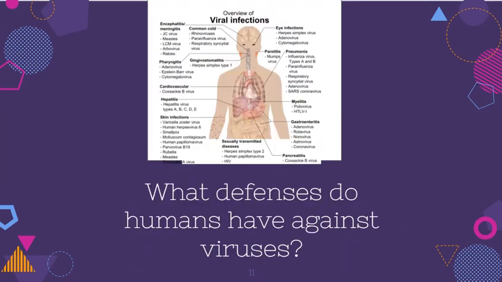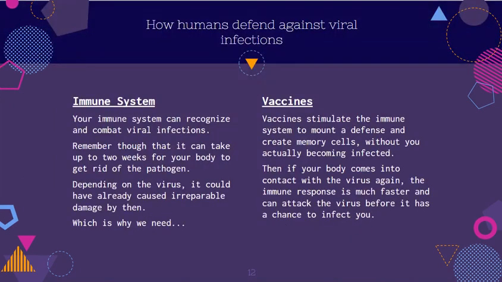So there's lots of viruses out there. Here are some of them on this slide here. And so what defenses do we have? Well, we've got our immune system, okay? So if a virus gets into your body, your immune system can recognize it and start to take it down. However, and we haven't learned the details of the immune system, it can take 2 full weeks for your body to be able to completely fight off that virus and clear it out.